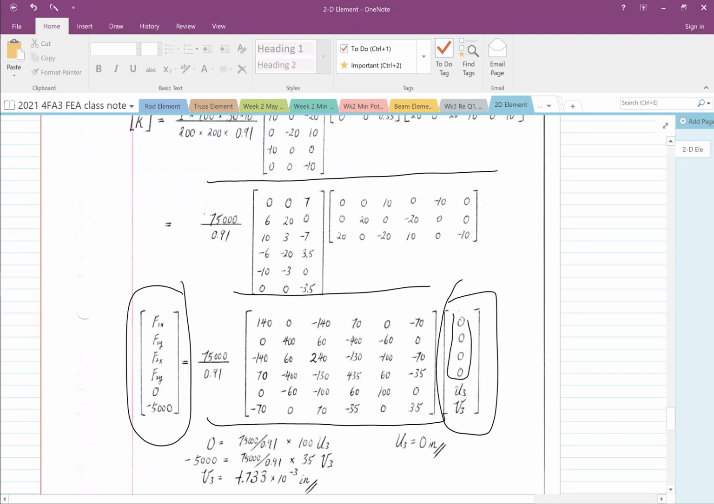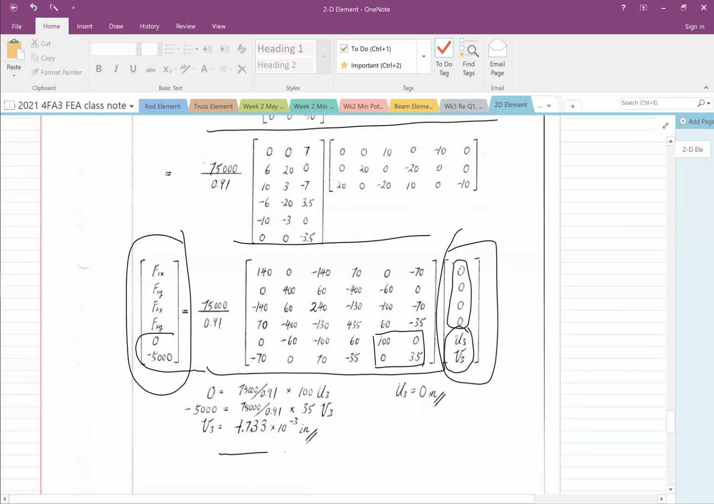Because there are a lot of zeros there, right? So I just focus on the last two equations. I'm not ignoring the previous four, but because this is zero, right? I just look at the two unknowns and two equations. And then we find out the displacement.